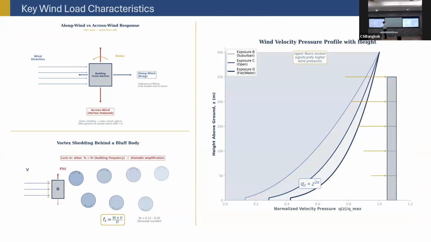Coming back to the wind, we have along-wind and crosswind. So when the wind is blowing on a building, there is a force which is along the building, and there is a force which is across the building, and there is a torsion coming onto the building on the plan.